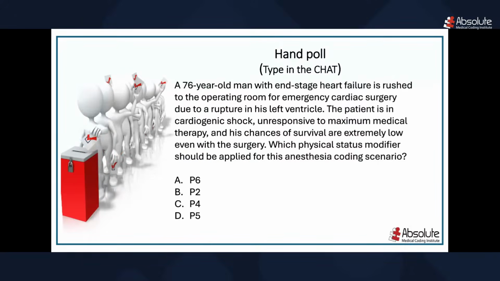All right, so which physical status modifier should be applied for this anesthesia coding scenario? A 76-year-old man with end-stage heart failure is rushed to the operating room for emergency cardiac surgery due to rupture of his left ventricle. The patient is in cardiogenic shock, unresponsive to maximum medical therapy, and his chance of survival is extremely low, even with the surgery. Which physical status modifier should be applied for this anesthesia coding scenario?